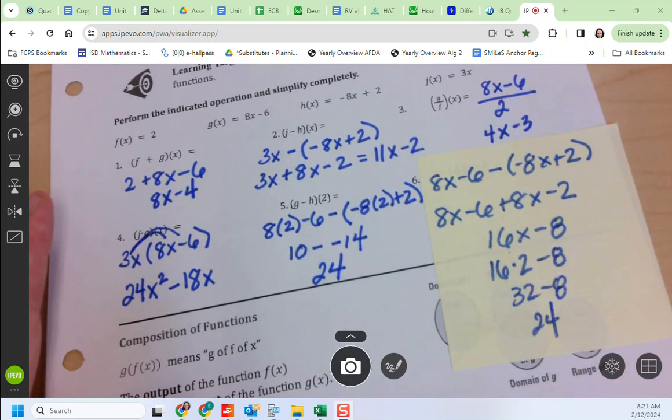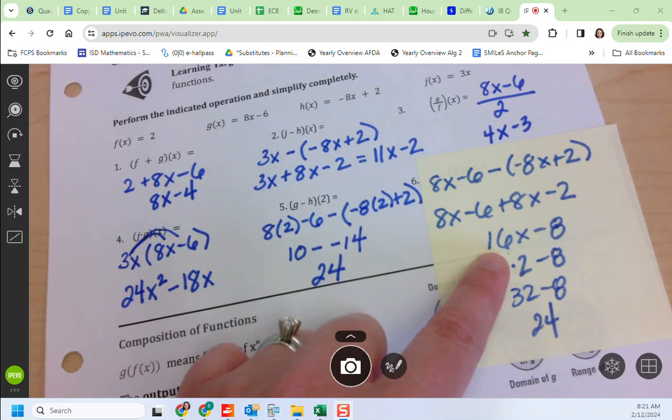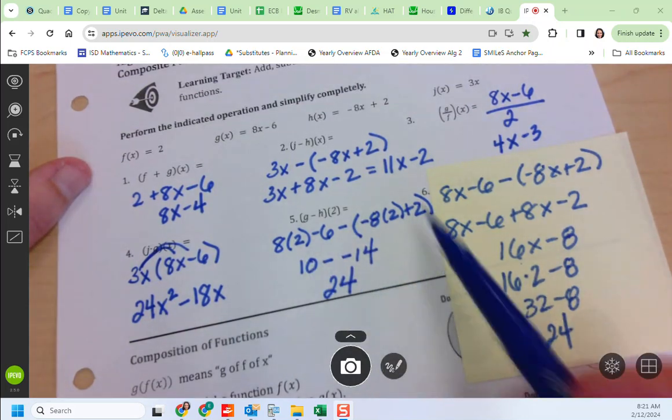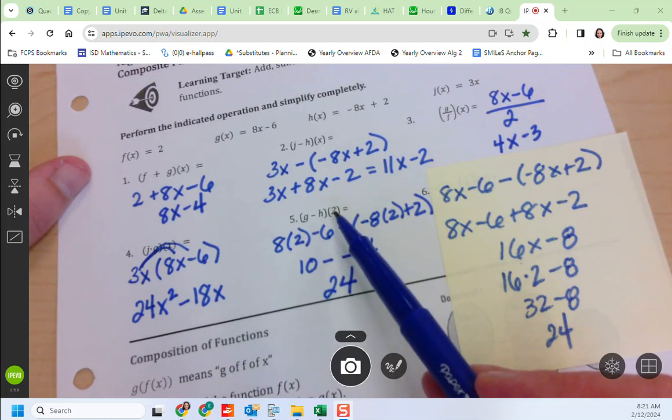Did anybody do something like that? Maybe you got as far as 16x minus 8? Did anybody start the problem that way? No? What did you do? You just hit it, right, Carla? The first one. You did the first one? Okay. So either way works when you have a number for your x, okay?